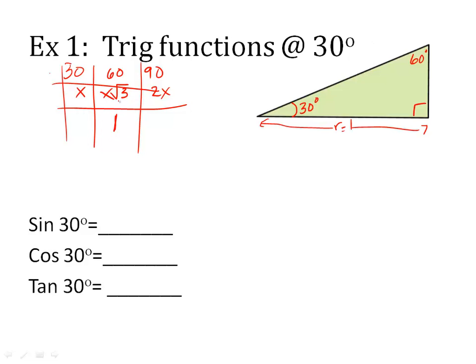Anytime you're going from the radical step to the non-radical step, here's what you're going to do. You're going to divide by 3 and then multiply by a radical 3. So if I divide the 1 by 3, I get 1 over 3. Multiply it by the radical 3, I get square root of 3 over 3. So then the side opposite the 30-degree angle is square root of 3 over 3.